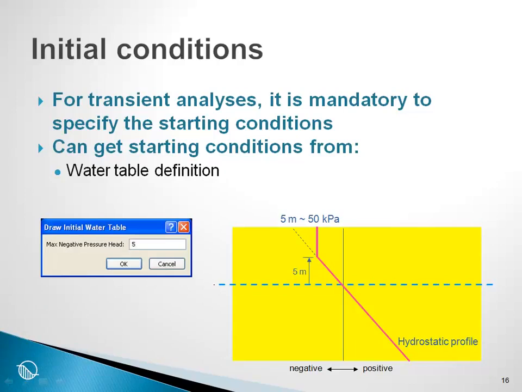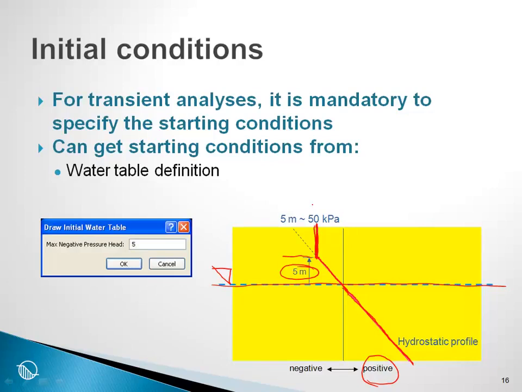One of the simplest is to define what we call a water table. You, as the user, define the position of a water table, and then based on hydrostatic conditions we compute the pore pressure within each element, with the pore water pressure being positive under the water table. Above the water table, we go hydrostatically negative, making the pore pressure negative up to some user-specified height, and thereafter we keep the pore pressure constant above this level.